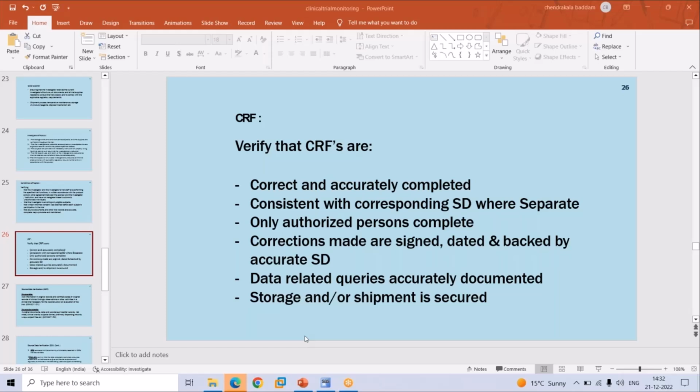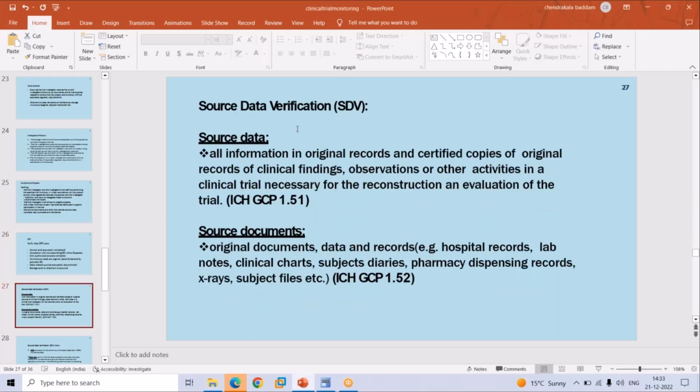They also check that storage and shipment is secured, and storage of the CRFs. The CRF should be stored in secure places. They perform the SDV, source data verification. So the concept is explained here: what is SDV, what is source data, what is source documents.